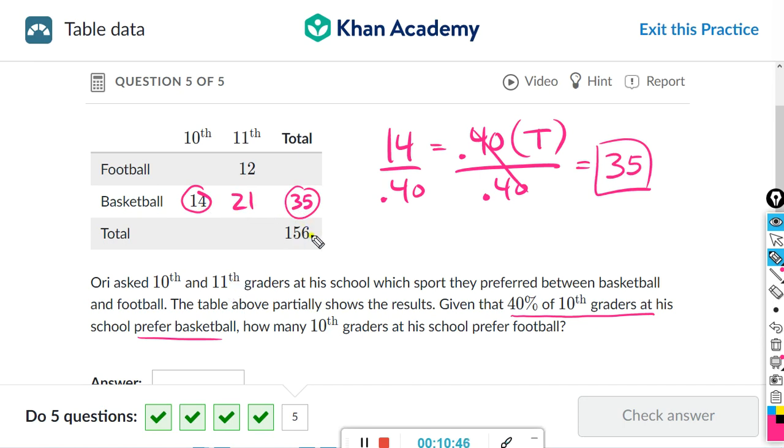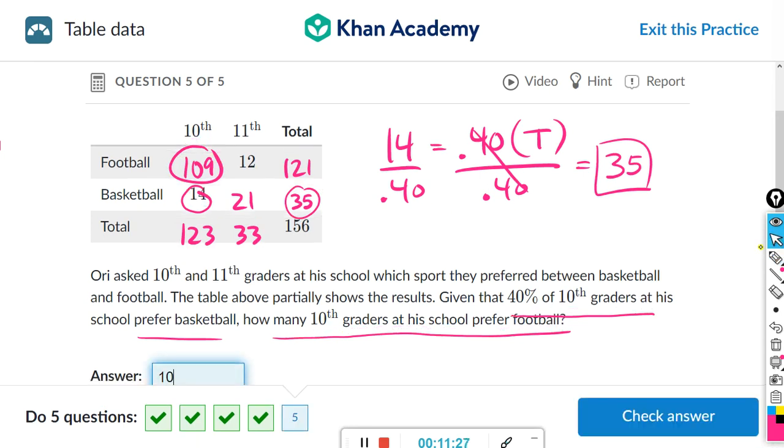All right, 156 minus 35, that's going to be 121. 121 minus 12, that's going to be 109. All right, and 109 plus 14 is 123, and this is 33. So there you go. How many 10th graders at the school prefer football? 10th graders that prefer football, it's 109. So just click inside the box and type 109.